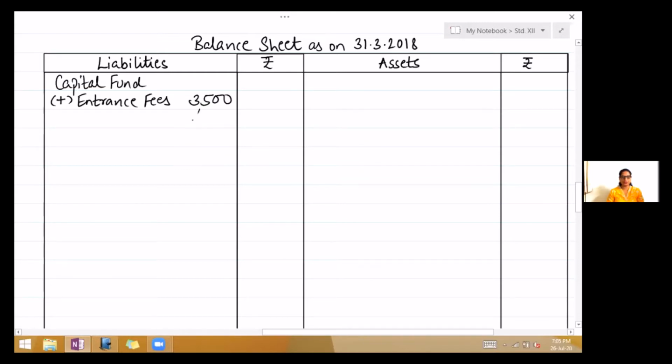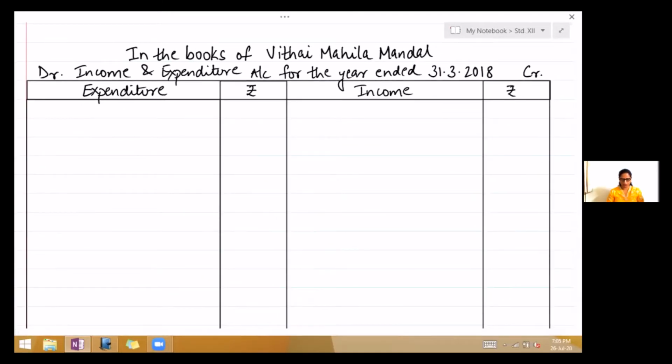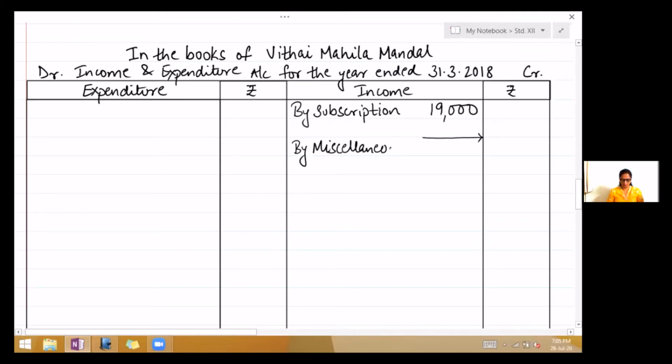Next is subscription. Come to the income side, write by subscription, this has got adjustment. So in the inner column, 19,000. Leave one line for adjustment. Then you have miscellaneous receipts. So income, write by miscellaneous receipts, 850.